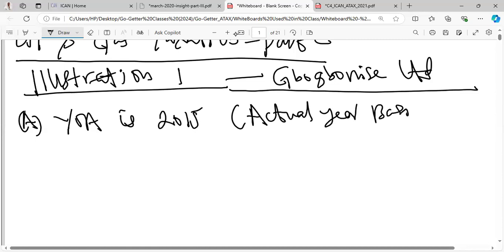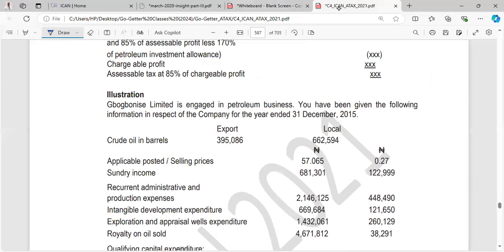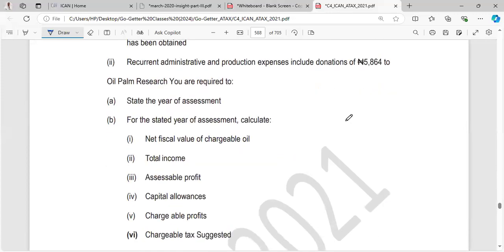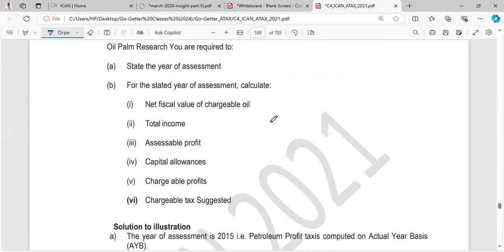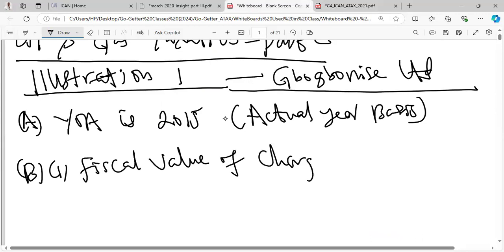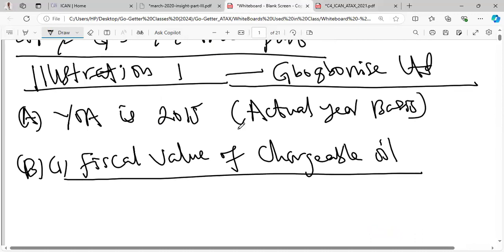year basis. Now the B part, we are asked to calculate, for the year of assessment, a net fiscal value of chargeable oil. B1, fiscal value of chargeable oil. That's what we want to do now.